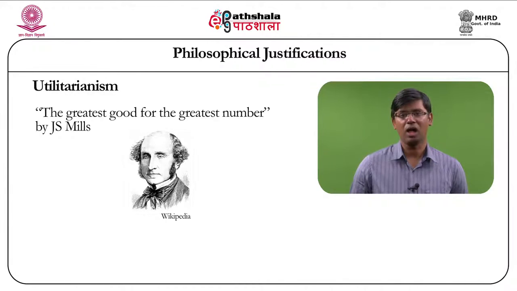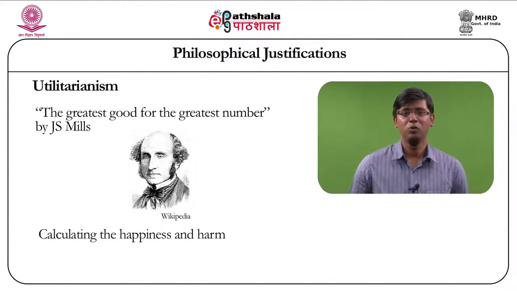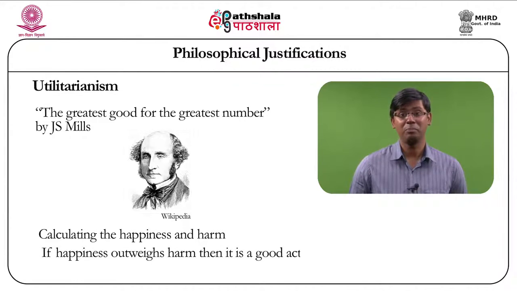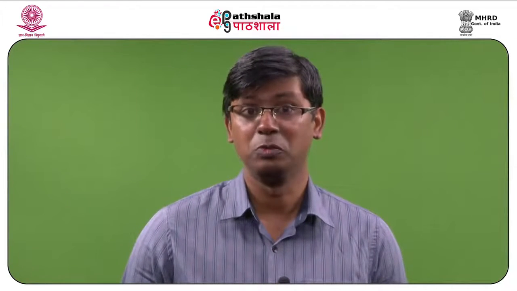Now, how do you calculate whether a particular act is good? Mill said you have to count the amount of happiness a particular act causes and the amount of harm it causes. If you weigh the harm against the happiness, and the happiness outweighs the harm, then such an act would be a good act. But if the harm outweighs the happiness, then such an act should be discarded because it is a bad act. So as far as Mill's utilitarian theory is concerned, if it results in the maximum happiness of the maximum number of people, then such an act would be good, right?